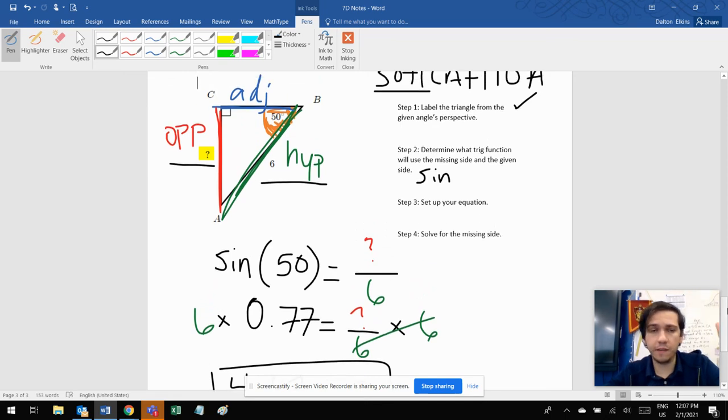And that is how I use the given side and the given angle to find the missing side.